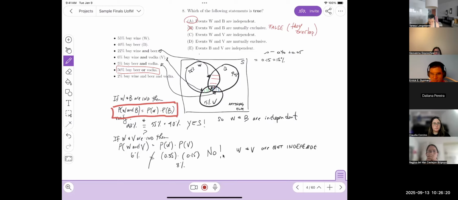So it means if somebody buys wine, their probability of buying vodka goes down or goes up or changes. And the other way around too. If somebody buys vodka, their chance of buying wine changes. It's not going to be 55. It could go up, it could go down. Okay, so this is false as well.